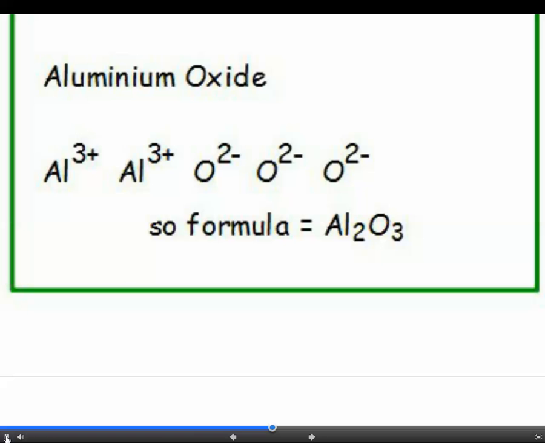Aluminium oxide is a little bit more tricky because the aluminium ion is Al3+ and the oxide ion is O2-. We need to have a formula of Al2O3, that's 2 aluminiums and 3 oxides, in order to balance the charges.